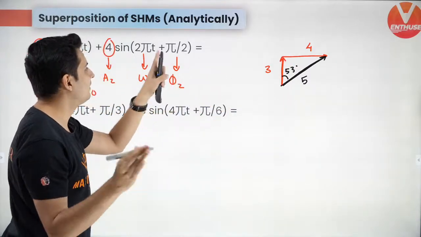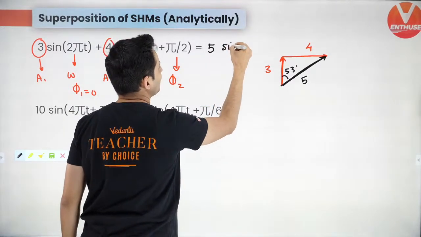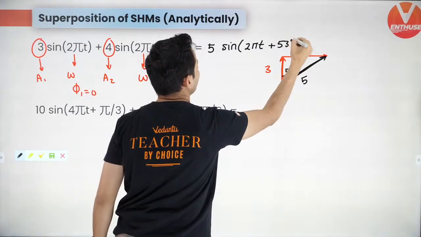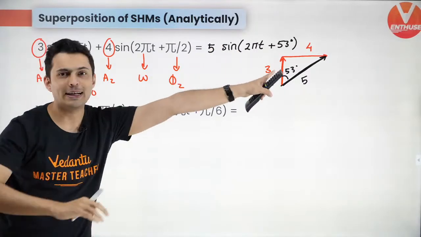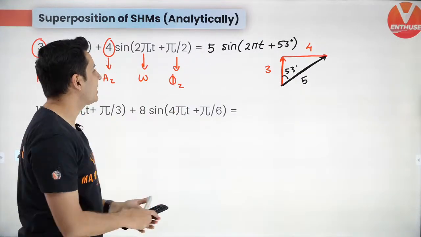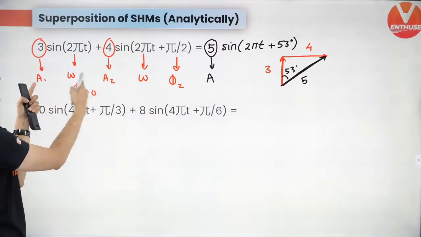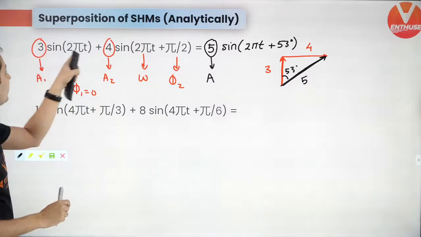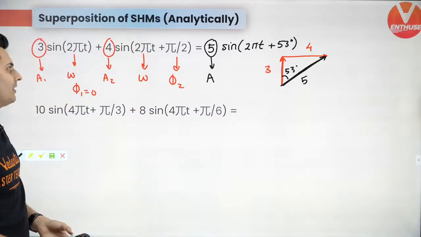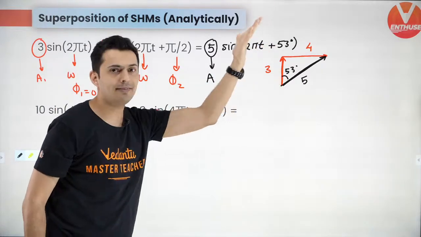3, 4, 5. So guys, the final answer is, I'll tell you, just put 5 sine of 2 pi t plus 53 degrees. You can convert it into radians later on. That's it. That's the final answer. Just do the vector addition. So the number which comes over here, which is the final amplitude, is the resultant of A1 and A2, but not direct addition, not 3 plus 4. It is 3 bar plus 4 bar. So they have directional information in it. That's what you need to do. That's all. And this angle can be found by vector diagram.